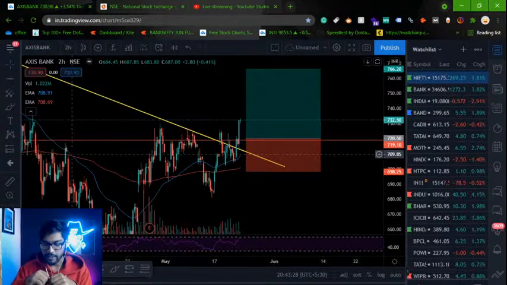In an uptrend, stocks generally take support on the 20 EMA on the daily time frame. It can be used for swing. For swing 50 EMA, day trading 20 EMA. Perfect. Now let's move on.